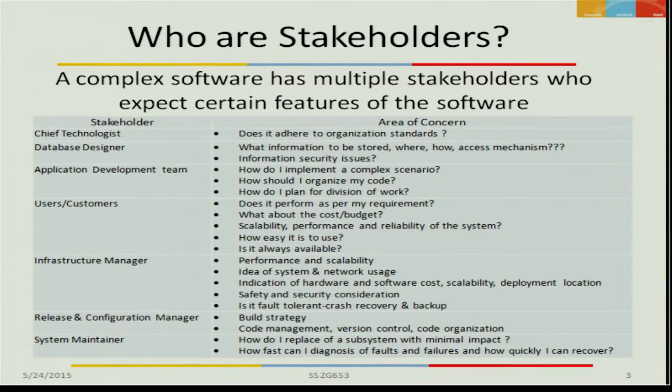In this example, the stakeholders could be the chief technologist of the company or of the particular line of business or the particular product line, whatever. So the area of concern, again, I have created at a very high level. So for the chief technologist, the area of concern is that does it really adhere to the organization standards?